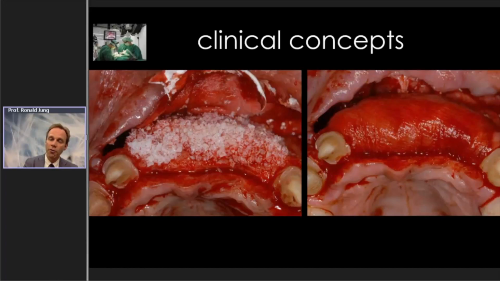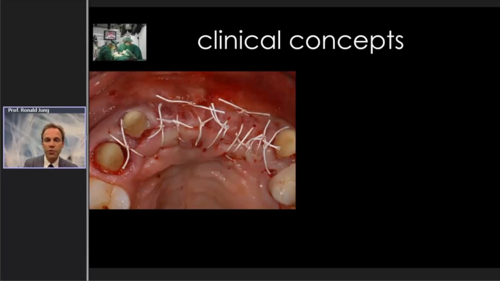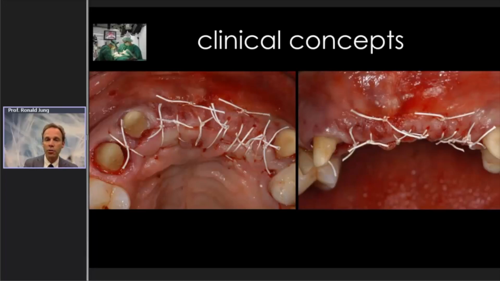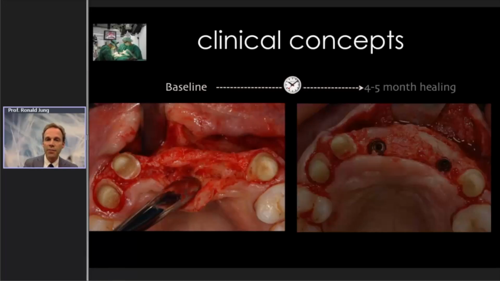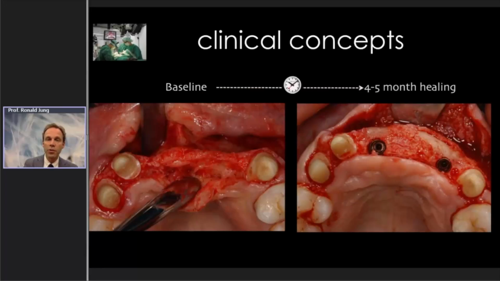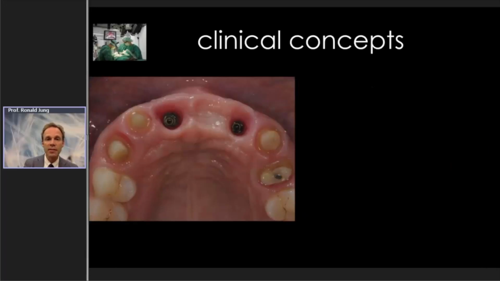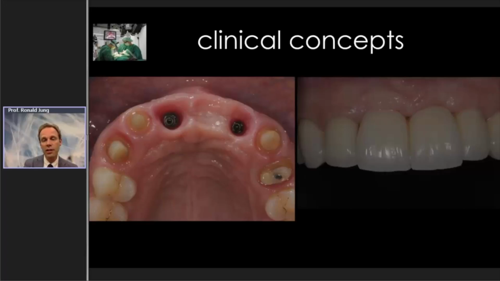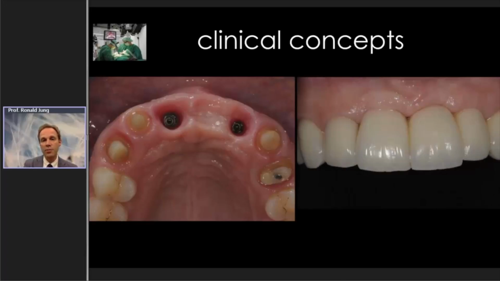This is how it looks after suturing from buccal and the occlusal view. And then 4 to 5 months down the road, 2 implants were able to be placed at the position of the central incisor and lateral incisor. This is how it looks then after soft tissue conditioning and providing the patient with a porcelain-fused-to-metal reconstruction as a bridge from central incisor to the lateral incisor. This is where we started, that's where we ended.